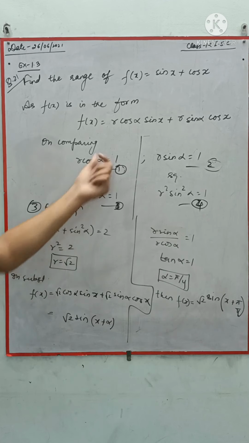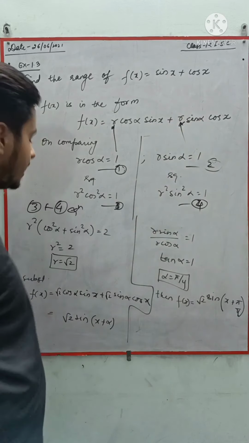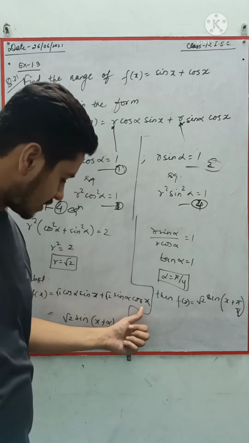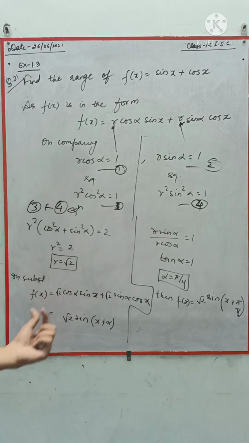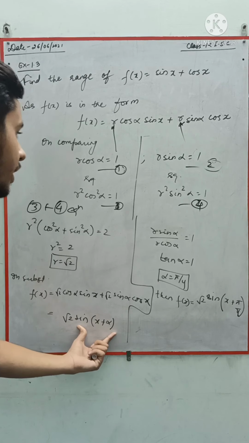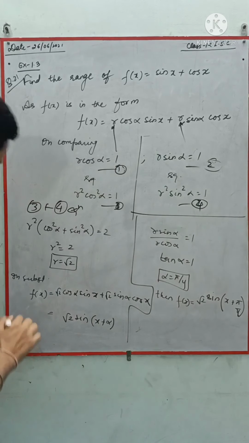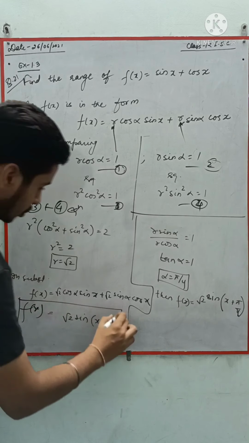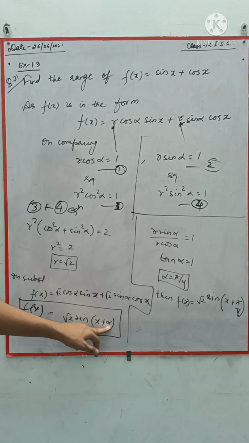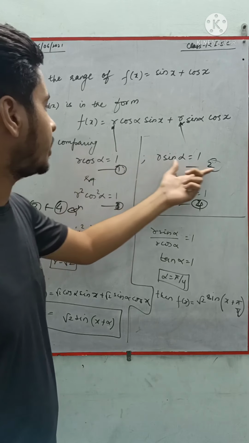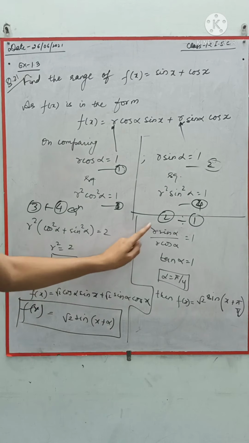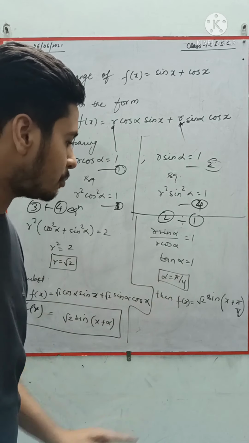Now on substituting the value of r here and here, we get root 2 cos alpha sin x plus root 2 sin alpha cos x. Now can you see, you can take root 2 common and sin(x plus alpha) will be the identity. So that means your f(x) is root 2 sin(x plus alpha). Now this alpha also we have to find because this is an unknown quantity. So let's take equations 1 and 2. Divide 2 by 1, the second equation divided by the first equation. So we will get tan alpha equal to 1, alpha equal to pi by 4.